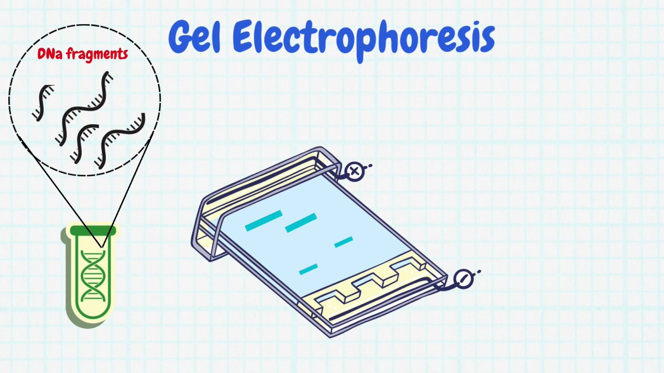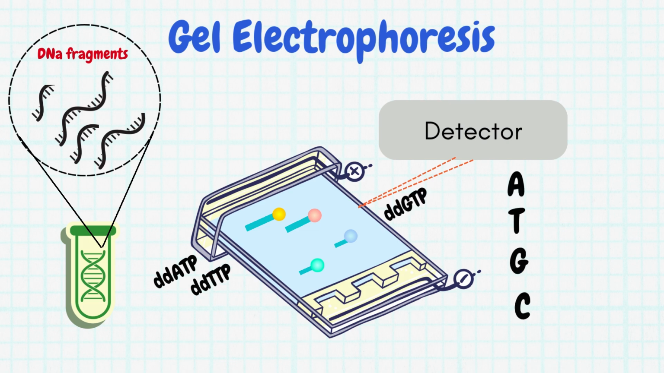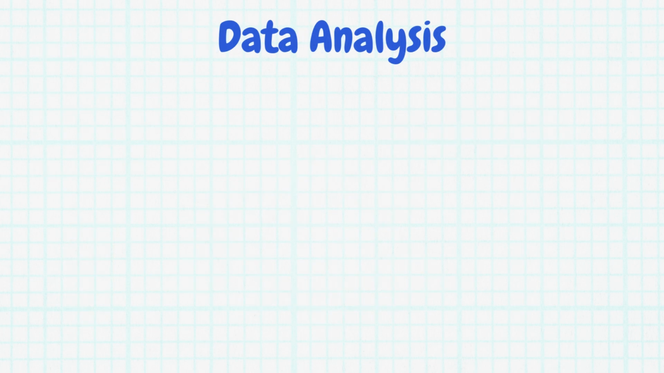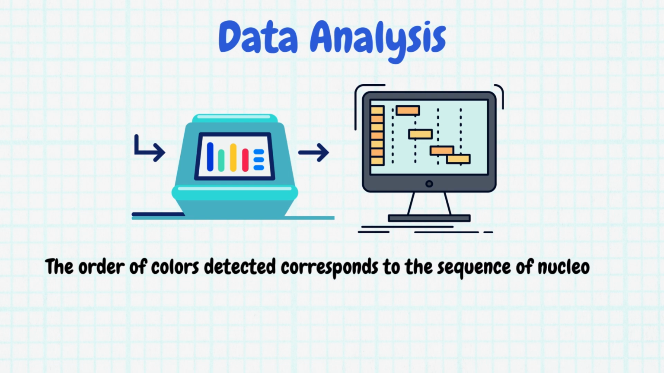Since each nucleotide is labeled with a different dye, the laser excites the fluorescent dyes attached to the ddNTPs at the end of each DNA fragment. As the fragments pass through the gel, they are detected by their fluorescent labels. If one fragment ended with ddATP, it reads adenine. This is how the sequencing machine reads the sequence. The data generated is analyzed using software to produce a readable sequence. The order of colors detected corresponds to the sequence of nucleotides in the DNA template.